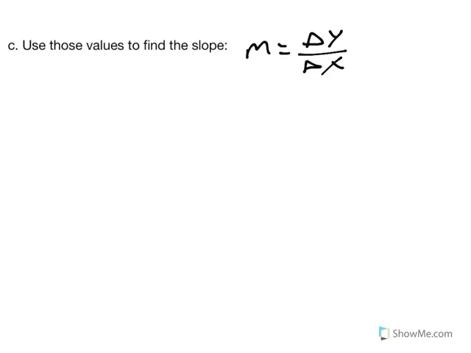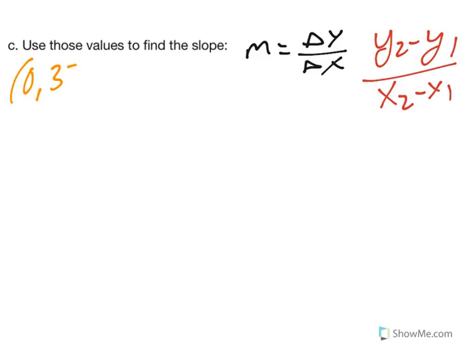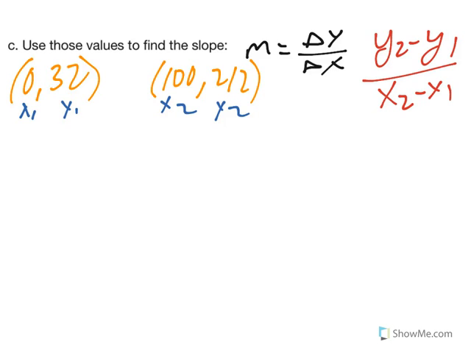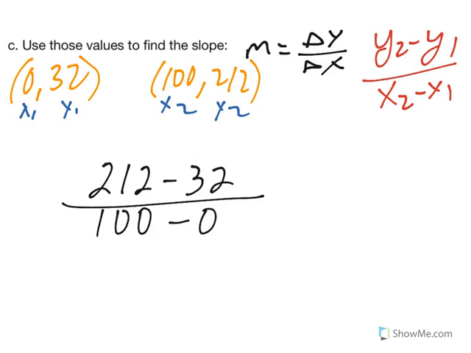So let's use those values to find the slope, remembering that the slope is change in y over change in x, which we can say is y2 minus y1 over x2 minus x1. So if my two ordered pairs are 0, 32, and 100, 212, I'm going to go ahead and say x1, y1, x2, y2, and I'm going to go with 212 minus 32 over 100 minus 0. Simplified out, I get 180 over 100. Oops, forgot a 0. You can go ahead and just divide that and get an answer of 1.8.